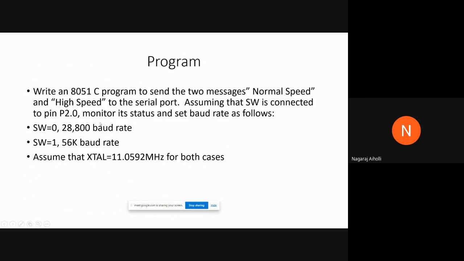We are monitoring the status of the switch, and depending upon the status of the switch, the baud rate is set to 28,800 if the switch status is 0, and if the switch status is 1, then the baud rate is set to 56k, or it is doubled from the previous value. They have also asked us to assume that the crystal frequency is equal to 11.0592 megahertz for both the cases. That is for the 8051 microcontroller.